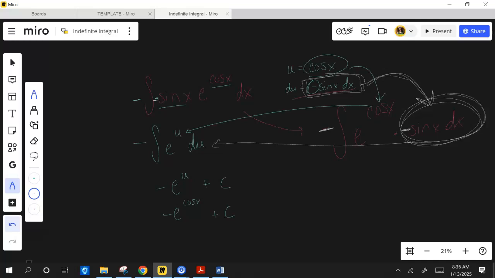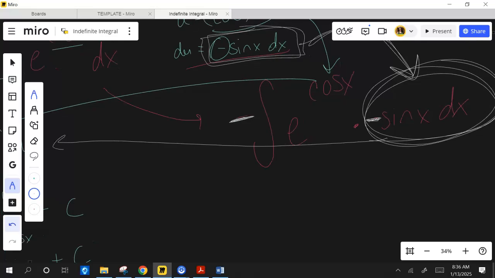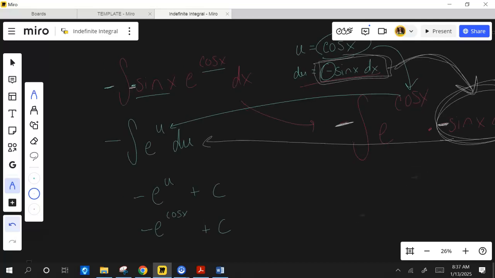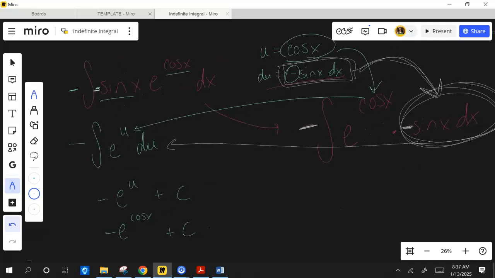It's contained within the integral. So you look at which one has the derivative of the other one contained within the integral, and then you just have to kind of think through it.